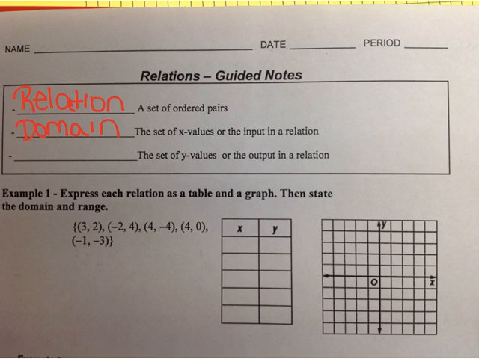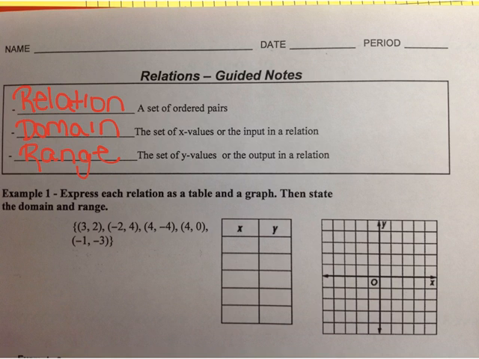And then the third word that we're going to fill in is the range. The range is the set of y values or the outputs in a relation. So let's go ahead and keep on moving. Let's look at example 1. Example 1 says, express each relation as a table and a graph, and then state the domain and range.